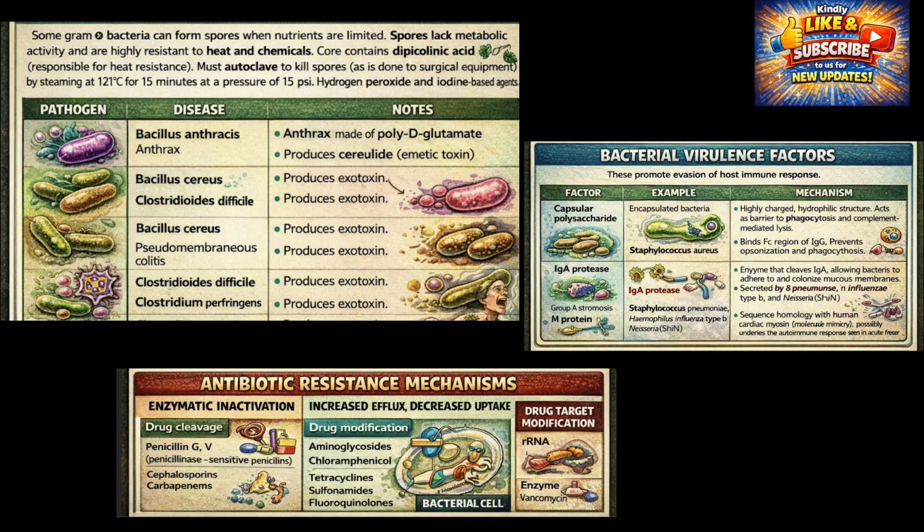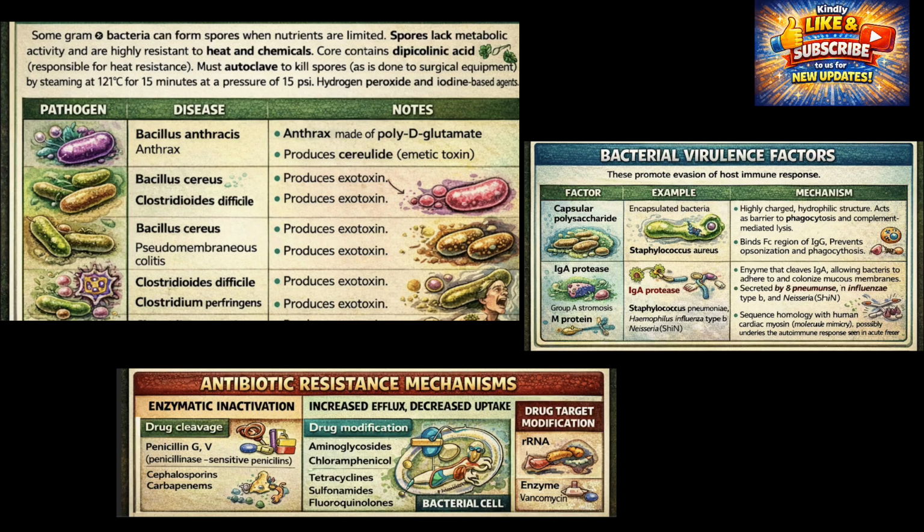Beta-lactamases cleave the beta-lactam ring, rendering penicillin G, penicillin V, and penicillinase-sensitive penicillins ineffective. Extended-spectrum beta-lactamases can inactivate many cephalosporins, and carbapenemases can inactivate carbapenems, which is often tested in hospital-acquired infections with multi-drug-resistant gram-negative rods. A related enzymatic mechanism is drug modification, where bacteria chemically alter antibiotics so they cannot bind their targets.